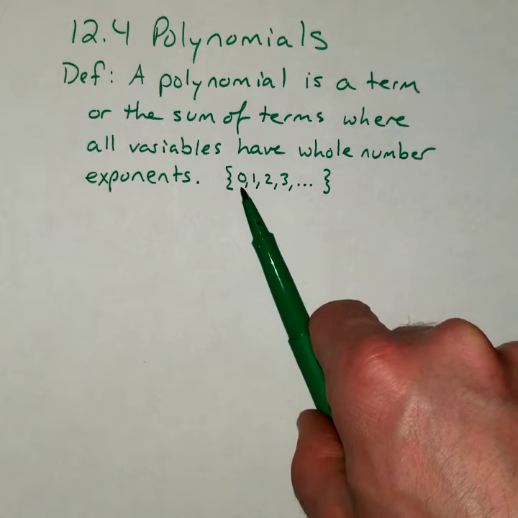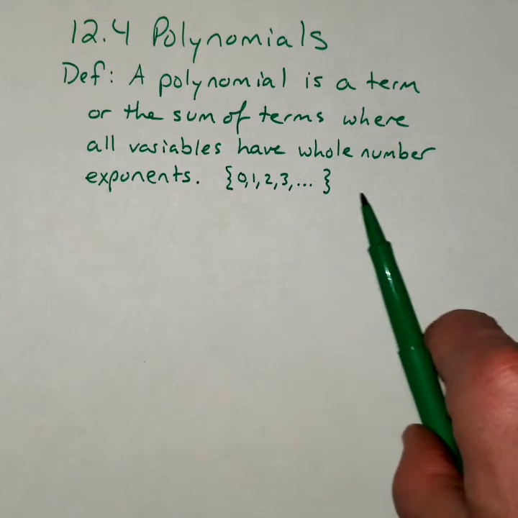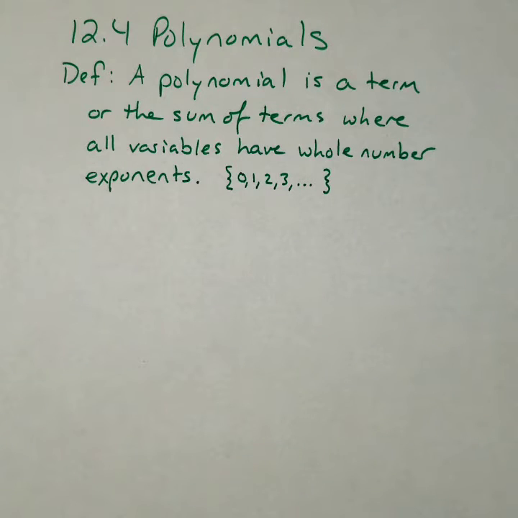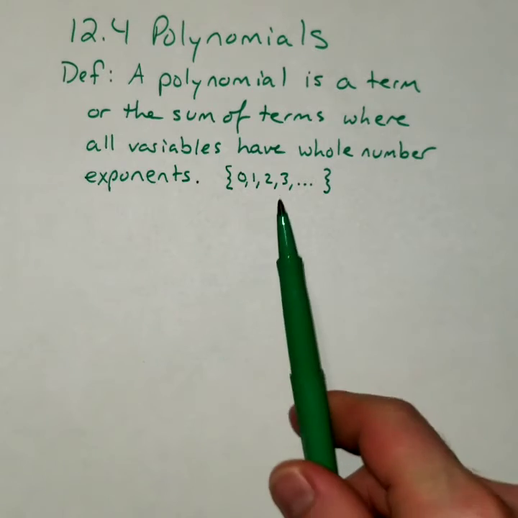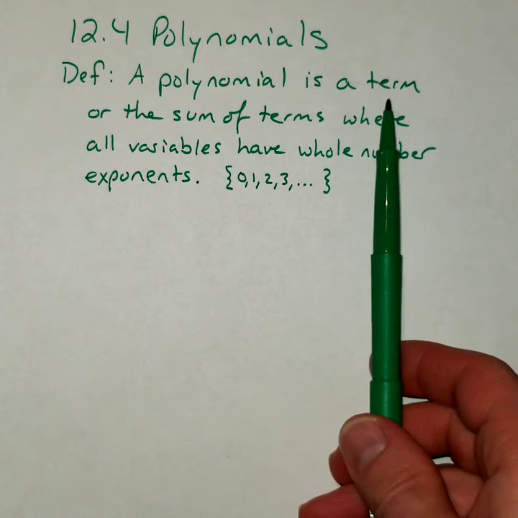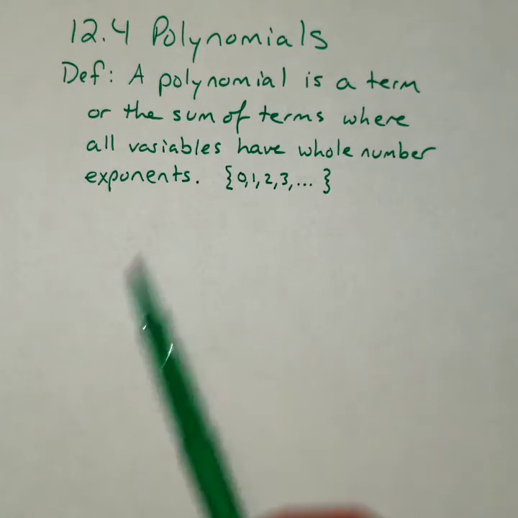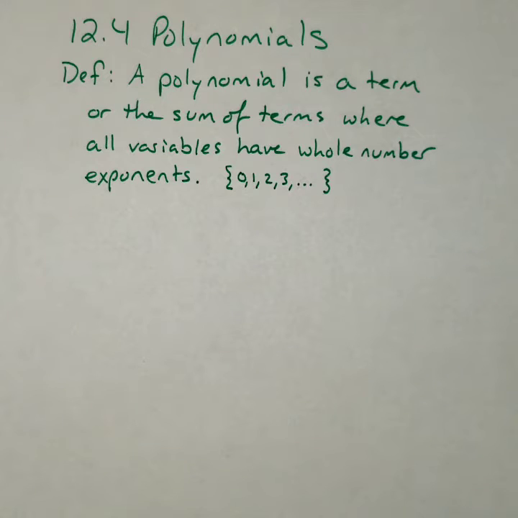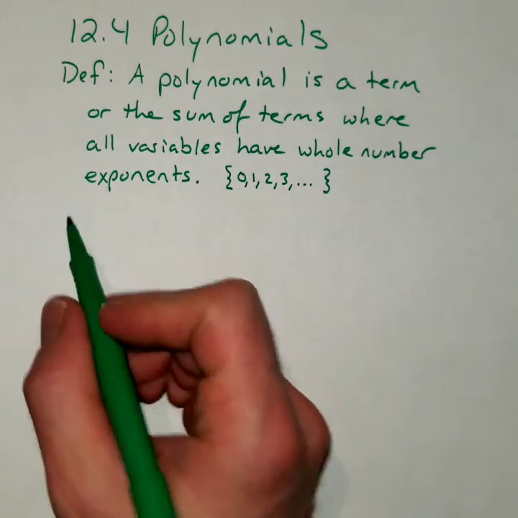So all the exponents are either 0, 1, 2, 3, 4, 5, 6, 7, 8, 9, 10, 11, 12, 13, and so on. Okay, those are whole numbers, starting at 0 and going on indefinitely, increasing by 1. So those are our powers. And then the idea of a term and a sum of terms. You guys know what a term is. It's just something that's being added or subtracted. Okay. So some examples, lots of examples of polynomials.